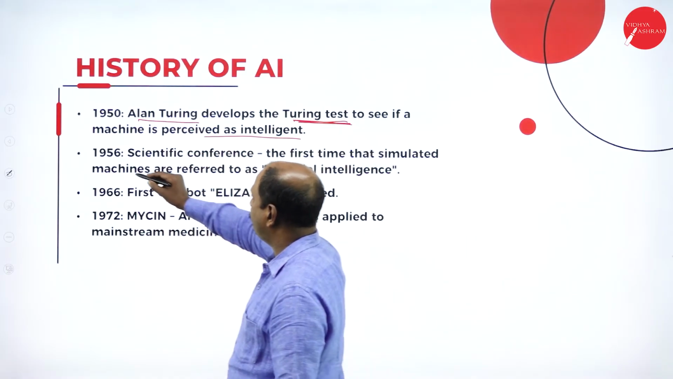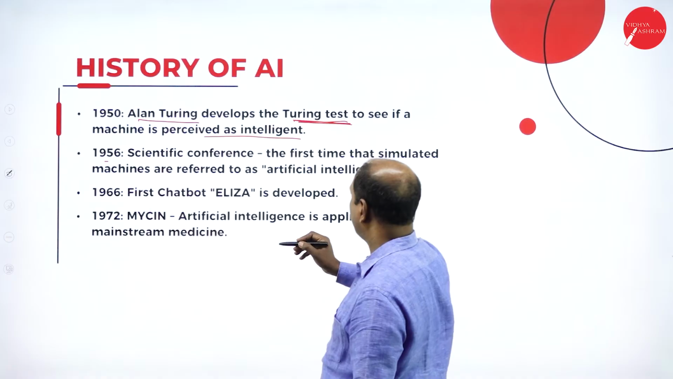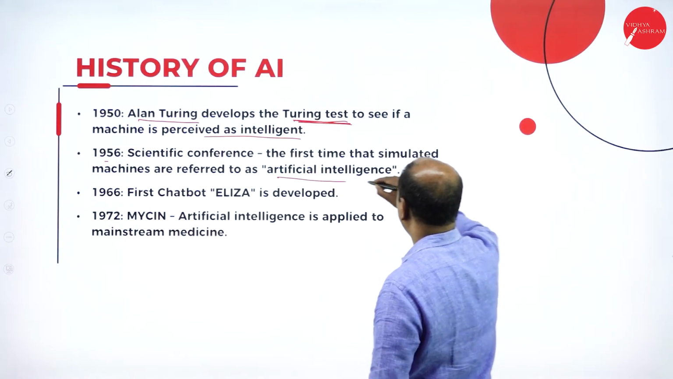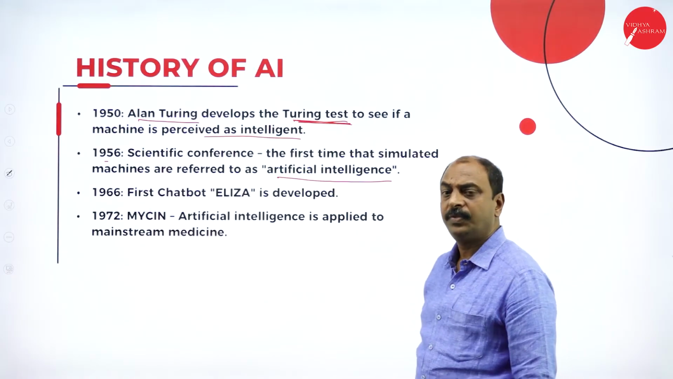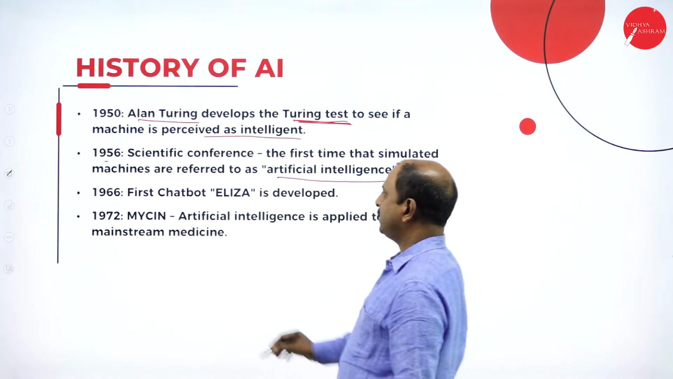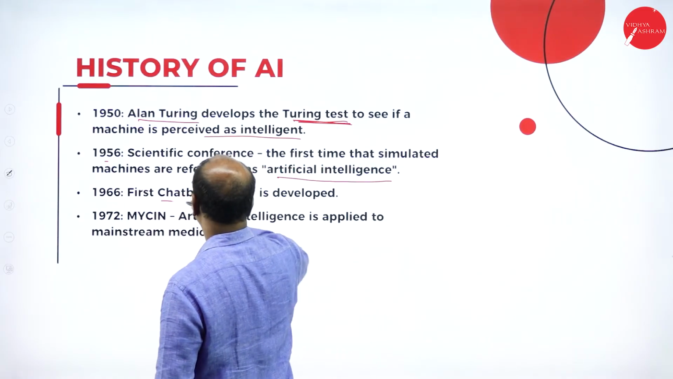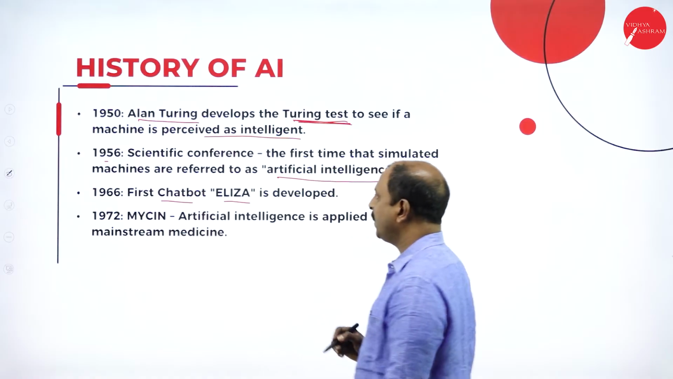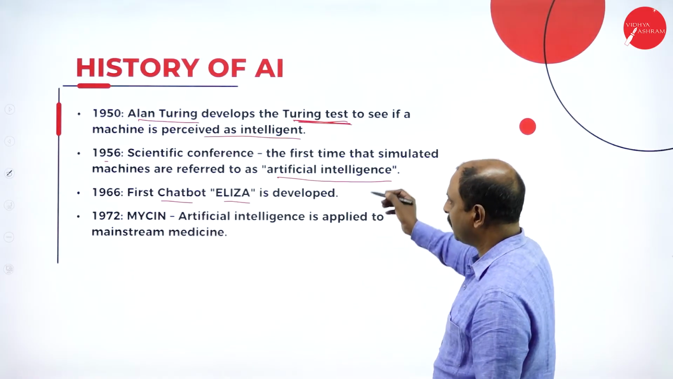Then in 1956, in a scientific conference, they coined the name AI, or artificial intelligence. And in 1966, the first chatbot, Eliza, was developed. You know what a chatbot is? That is for communication.